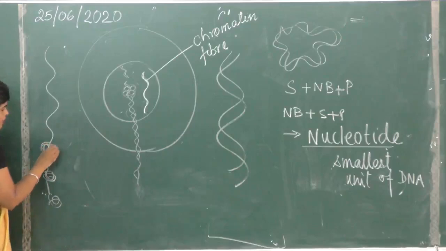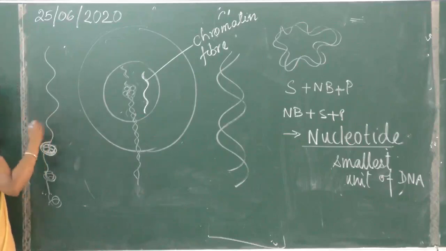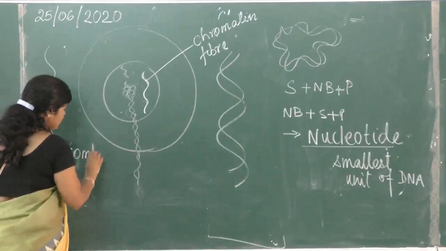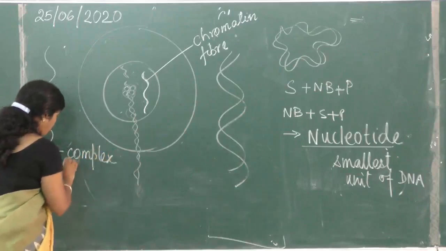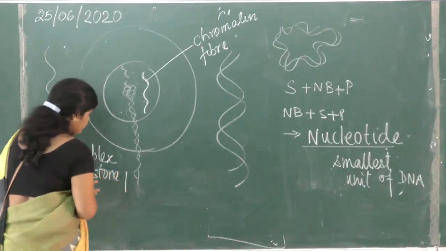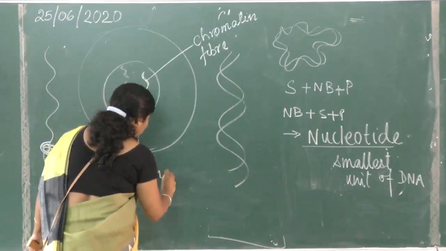What is here? Here is histone protein, and here is the DNA which is wound around. Is it all right? So this is a complex. This is a complex of histone proteins and DNA.